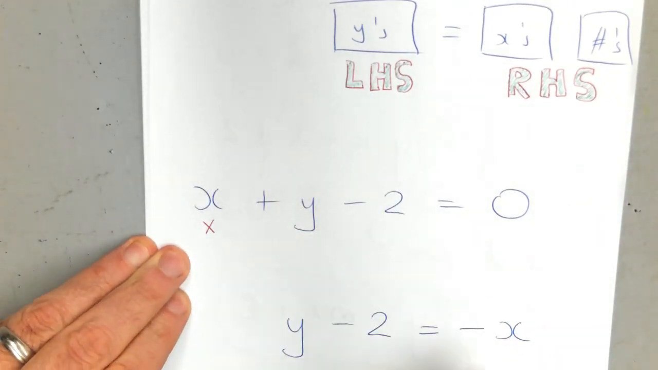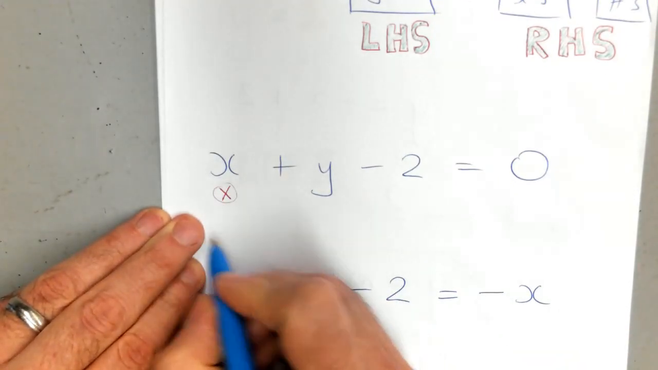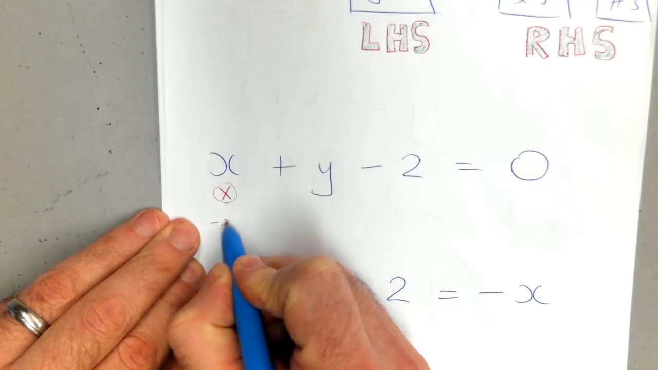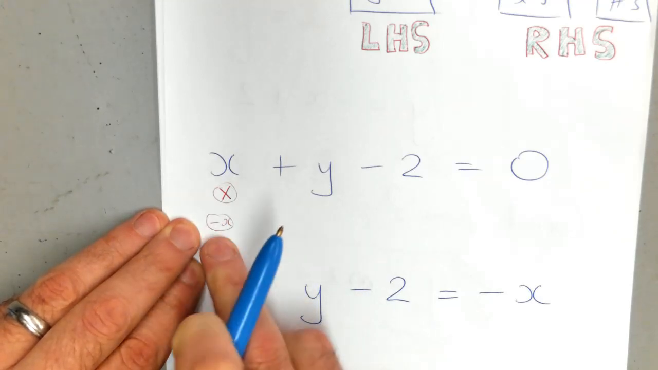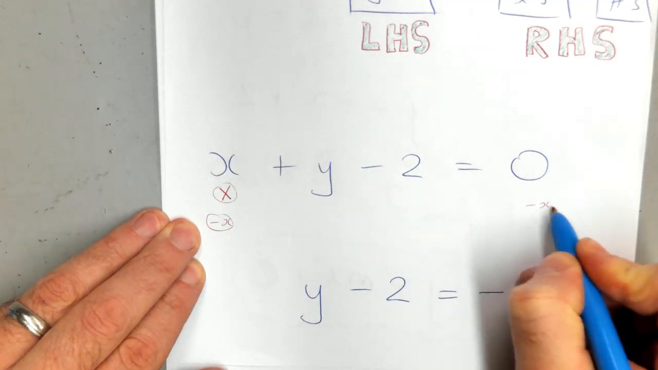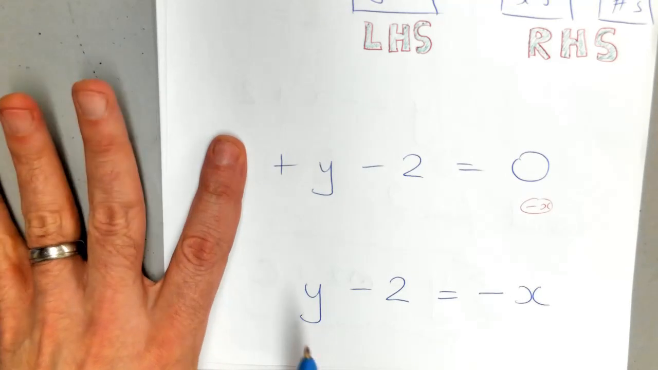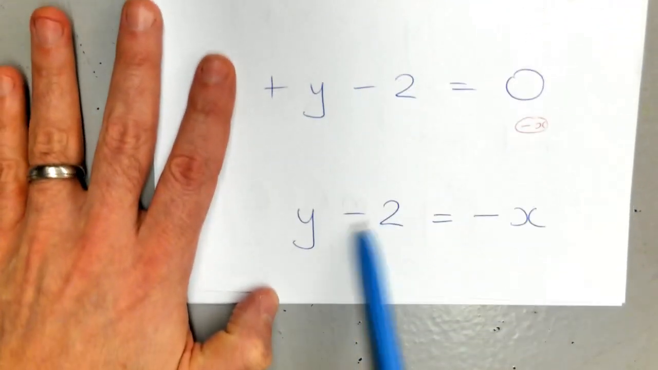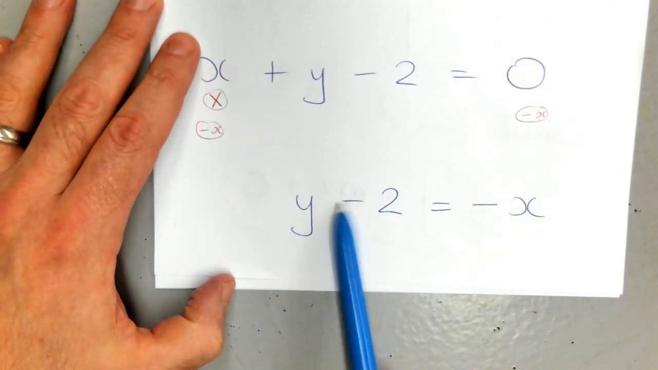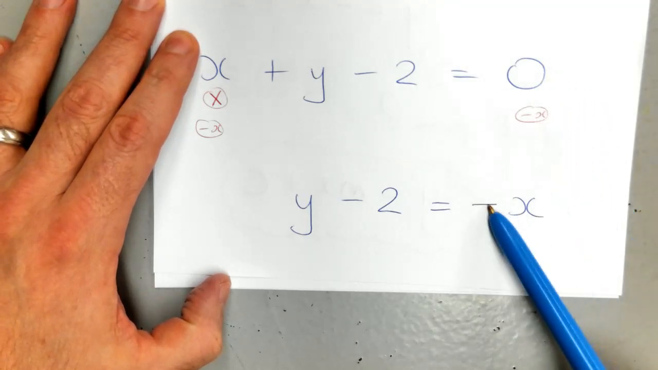To get rid of that plus x, I'm going to take away an x. And if I take away an x from one side, I must take away an x from the other side as well. Taking away an x from one side, x minus x cancels out, and you'll be left with y minus 2 on the left hand side, and then taking away an x from the other side, 0 minus x is minus x.